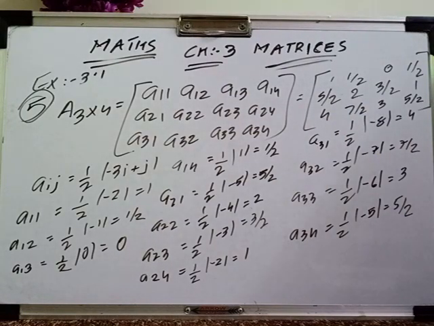You can find the matrix related to the second question, where the Aij formula is 2i minus j, right? So you can try that second question by yourself, right?